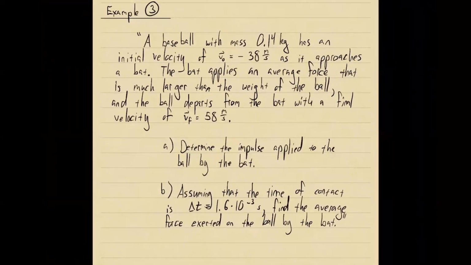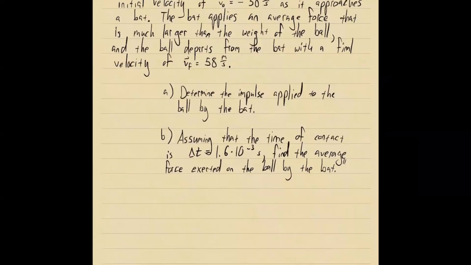So for the part that says that the bat applies an average force that's much larger than the weight of the ball, that's just physics speak. It says the magnitude of the force acting on the ball is so much greater than the force of gravity acting on the ball that we can basically ignore it. So that's all that means.